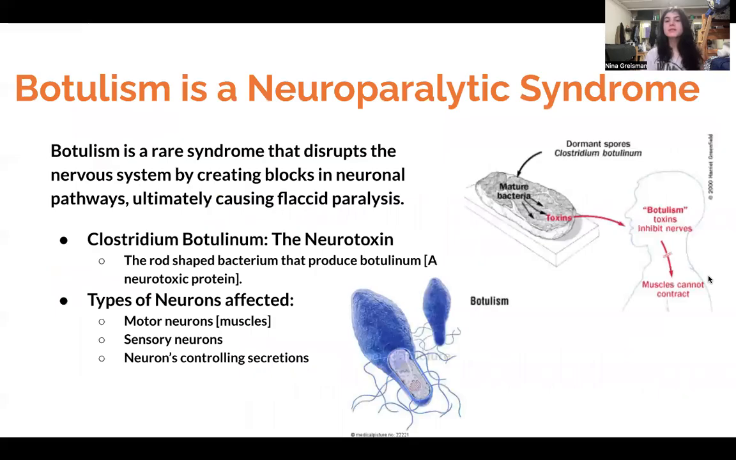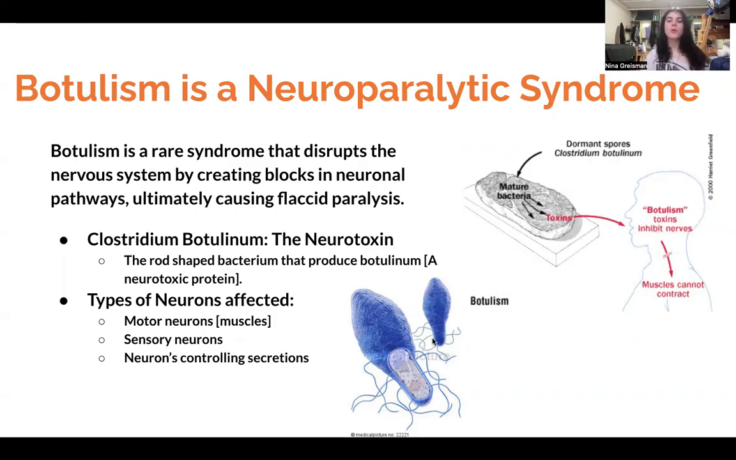What is botulism? Botulism is a neuroparalytic syndrome, and it's a rare syndrome that disrupts the nervous system by creating blocks in neural pathways that ultimately causes flaccid paralysis. And what exactly is botulism? Botulism is actually a neurotoxin that is known as Clostridium botulinum, and it's a rod-shaped bacterium that produces this neurotoxin protein called botulinum. And it's right here, as you can see.